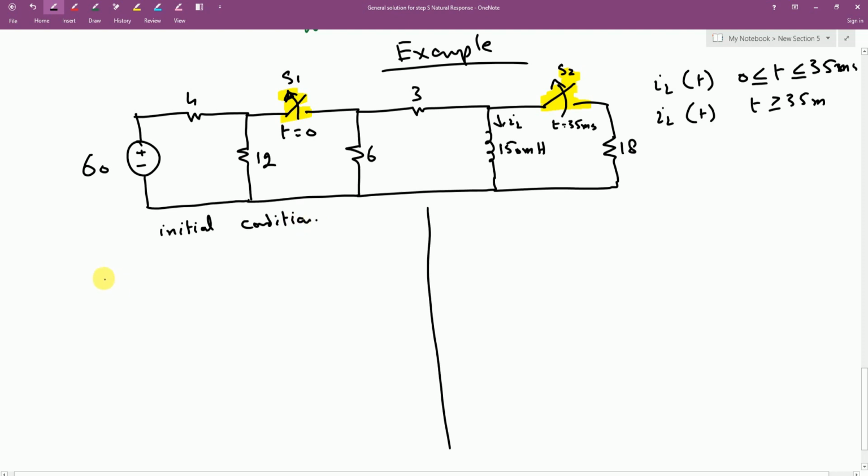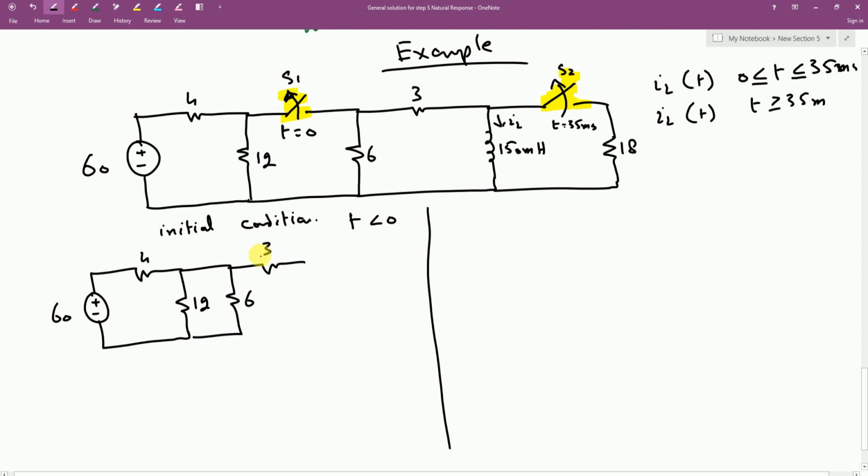For the initial condition, the overall circuit prior to the switching time, t less than 0, we have this 4 and this 12 ohm resistance. There we have this 6 ohm resistance. This is 3. Because the circuit was operating in a steady state mode before we operated any of these switches, this inductor was actually a short circuit path, and therefore this is the equivalent circuit of this particular circuit before time t equal to 0.